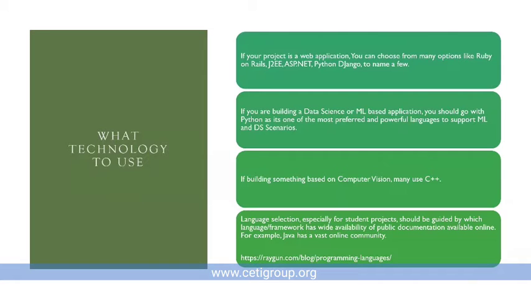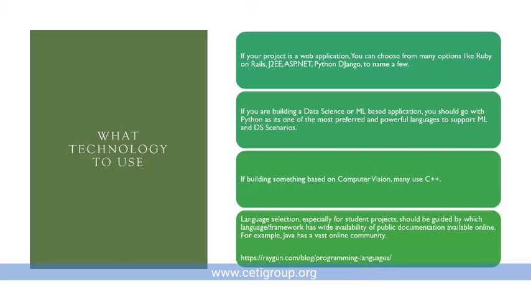Language selection, especially for student projects, should be guided by which language or framework has wide availability of public documentation. This is very important. When you start working on projects during your coursework as students, you don't know a lot about these languages and frameworks. So obviously you go to Google and search, how do I write this function? For example, how do I write a switch case in this language? How do I call an API? All these different things that you can think of.